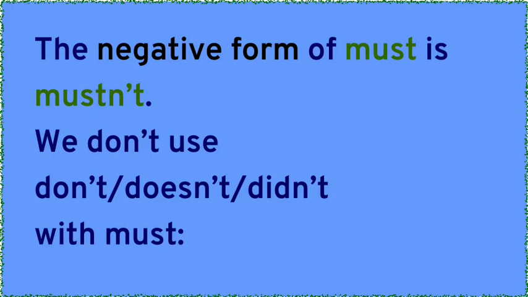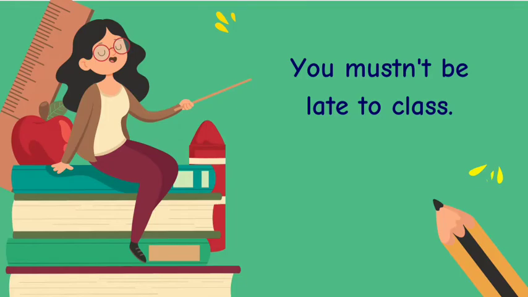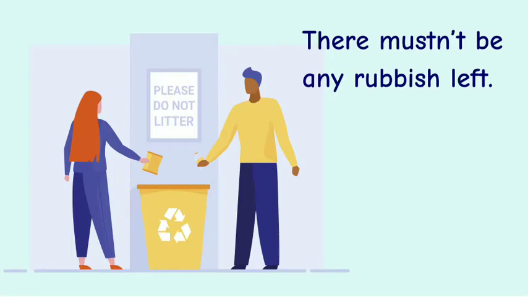The negative form of must is mustn't. We don't use don't, doesn't, didn't with must. You mustn't be late to class. There mustn't be any rubbish left.